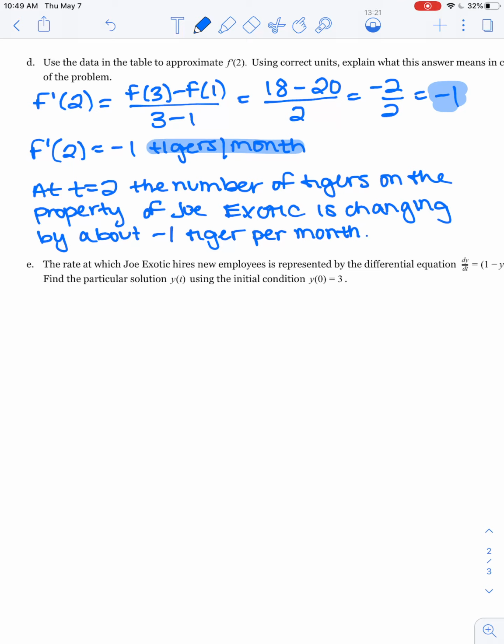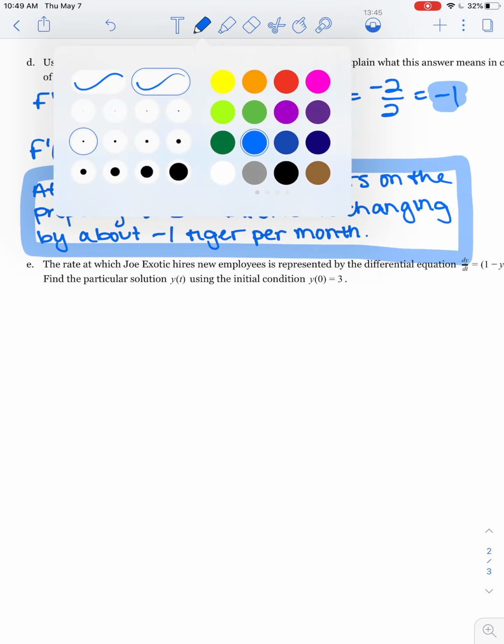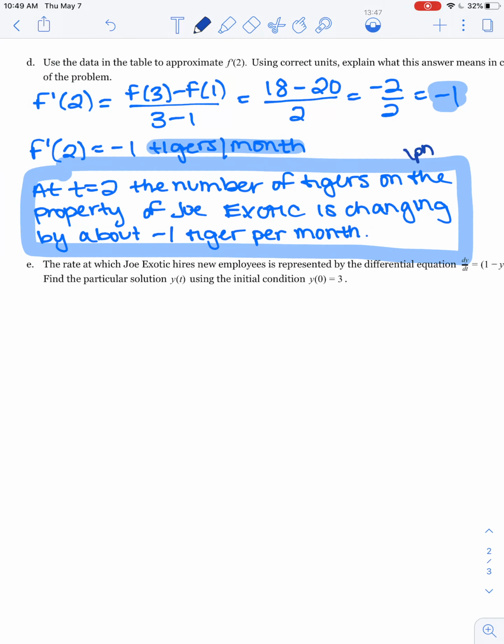It's really important here to understand that this work that we've just done isn't saying that he lost 1 tiger in February. It's saying that the rate of change of the number of tigers on his property between January and March was negative 1. Okay, so again, you got a point for the explanation of what f prime of 2 means in the context of this problem. So 1 point here, you got 1 point for units and 1 point for the correct value.